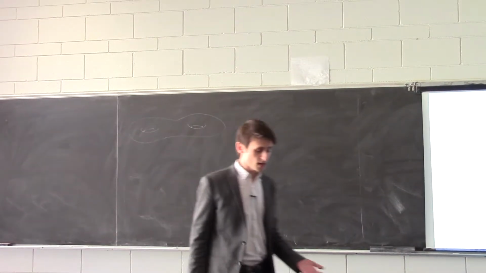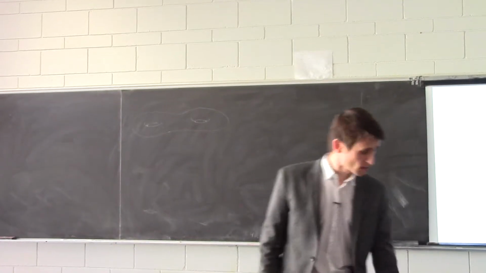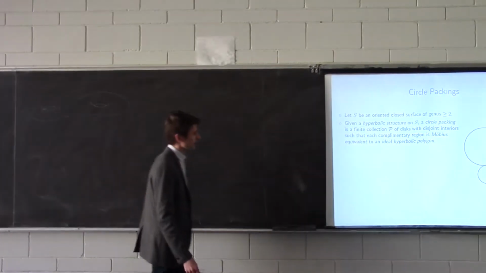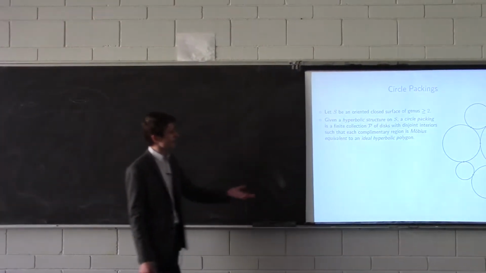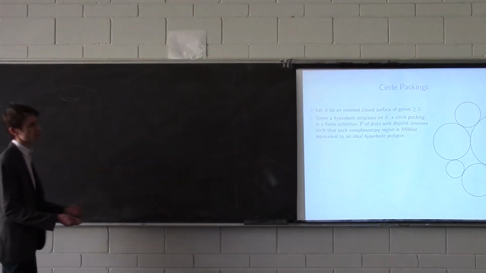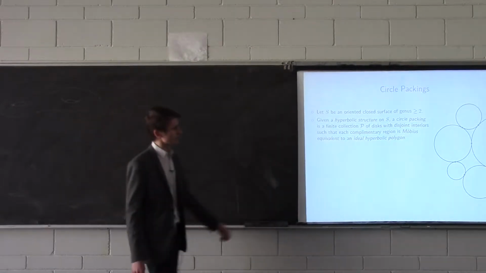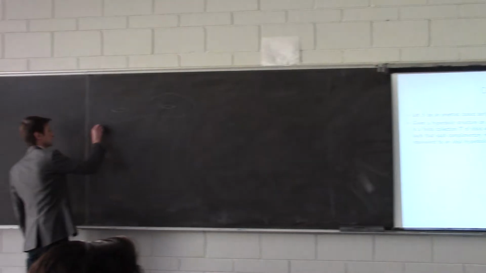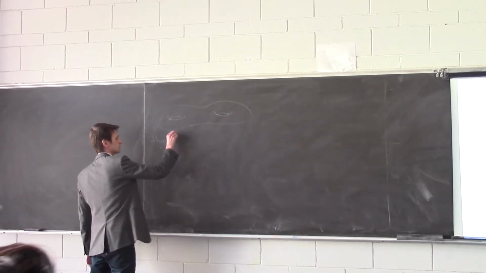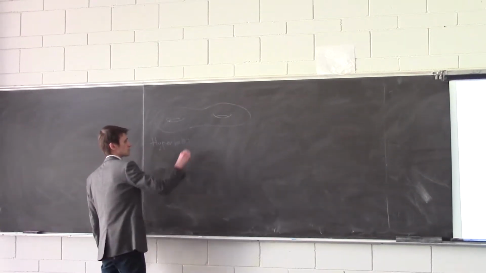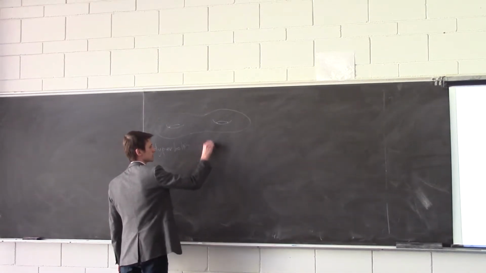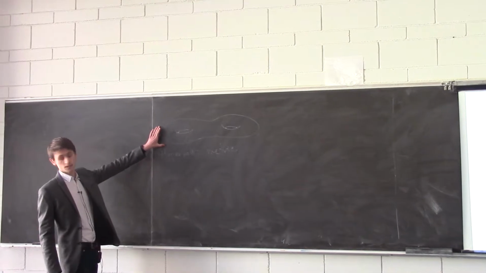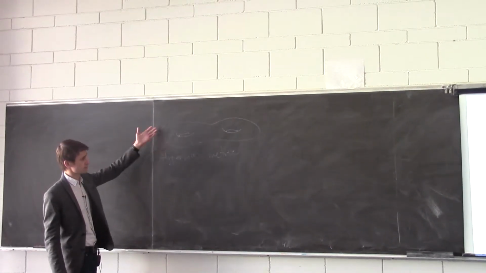And if you give the surface a metric, in particular, let's say a hyperbolic metric, you can define circles on it. A circle packing is a finite collection of circles such that the complementary regions are ideal hyperbolic polygons. So let me remind you what hyperbolic geometry is, or at least a hyperbolic metric. The universal cover of this is a simply connected disk.